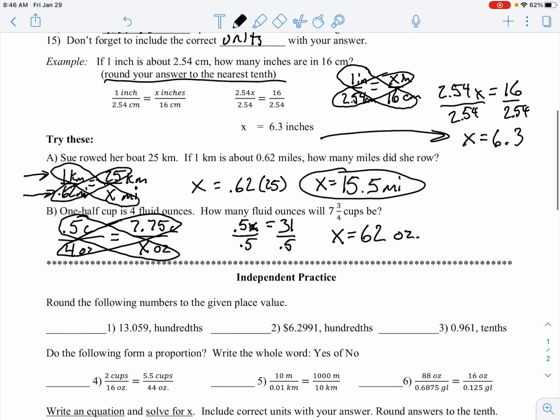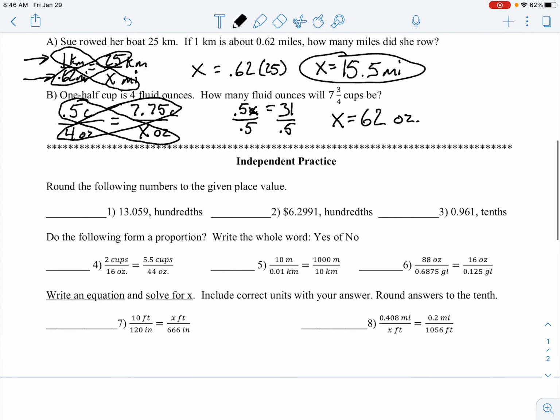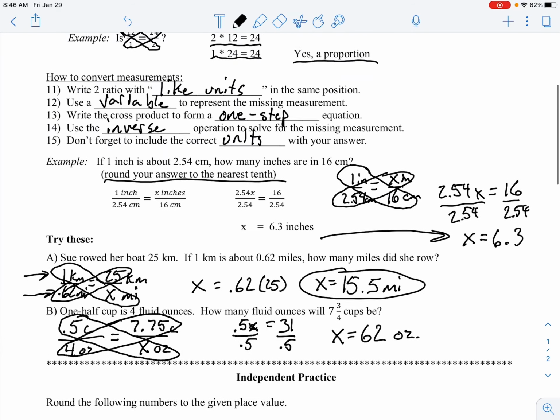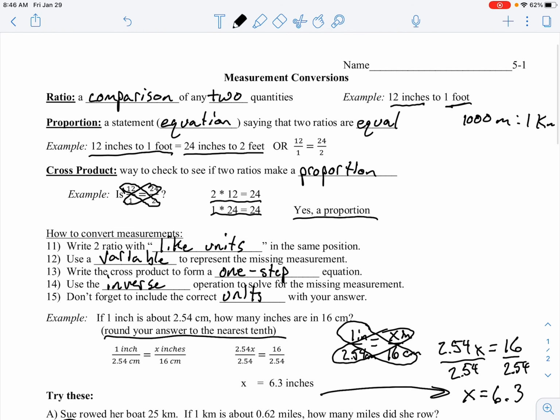All right. So our independent practice will start on this notes page here, so don't forget these problems when you are working on your assignment on your own. So for a few of these, it's going to ask us to find out if it's a proportion. So remember how we do that. Back up here, we can either use cross product to see if we get the same thing. Another way we can find out if it's a proportion is to just divide the two sides of the equal sign and see if we get the same thing. So, like we did before.